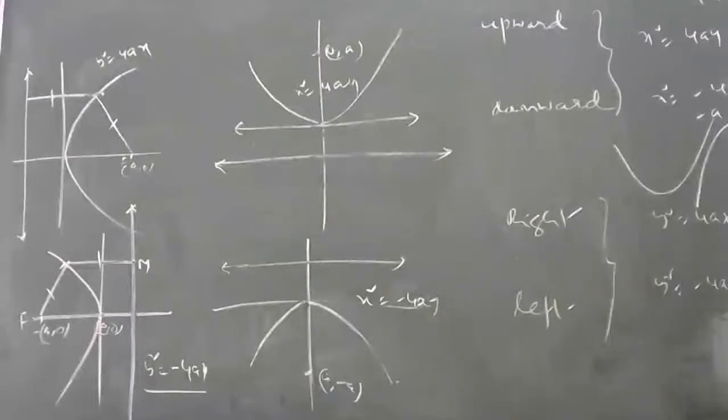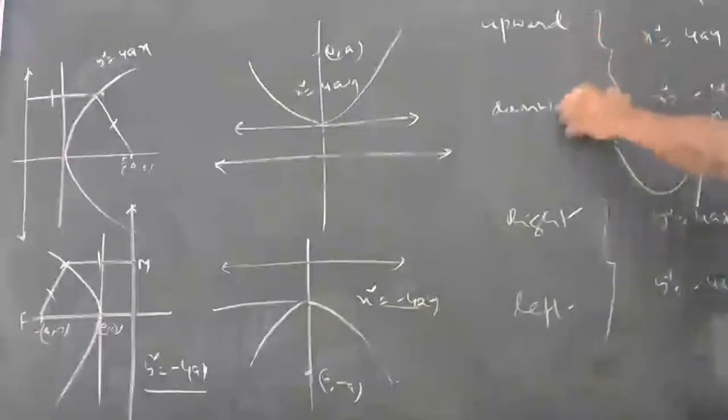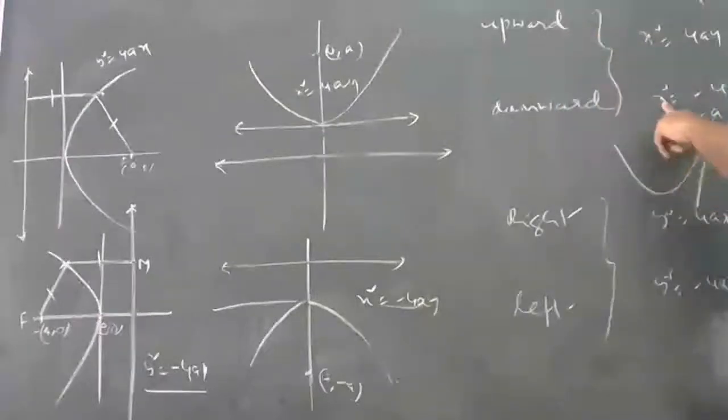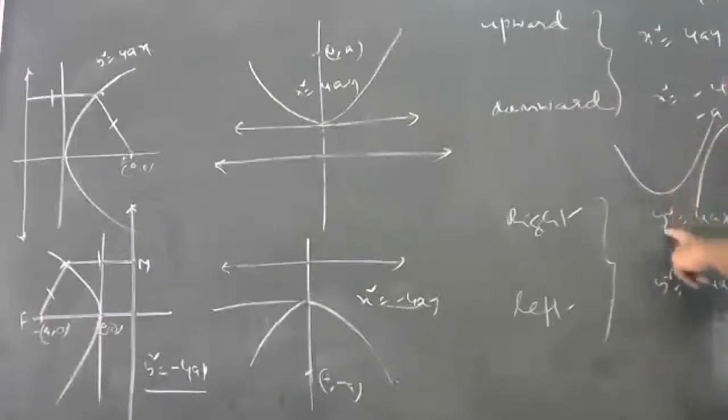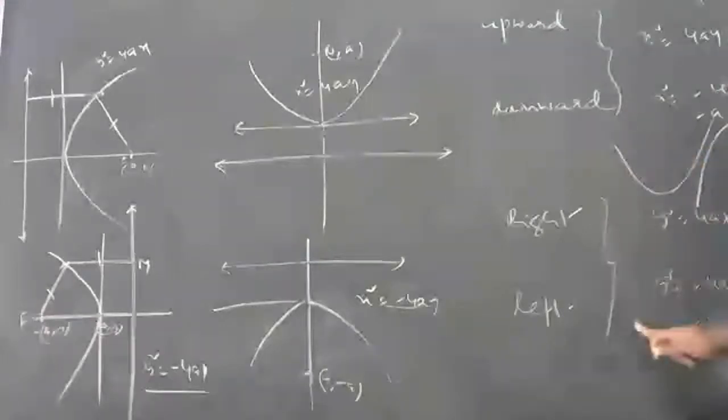So now I am telling you these equations, how the equations will come. And here you understood: in upward and downward, x square will come, and a is positive in the upward case. In the right side, a is positive. In the downward and left side, a is negative. In the downward, you get x square. In the left side, you get y square. So for the left and right parabola, y square is equal to 4ax, y square is equal to minus 4ax.